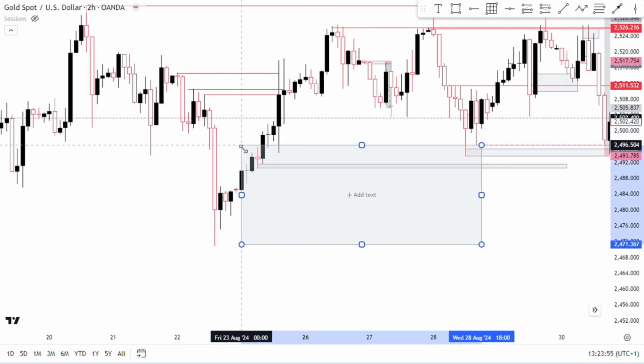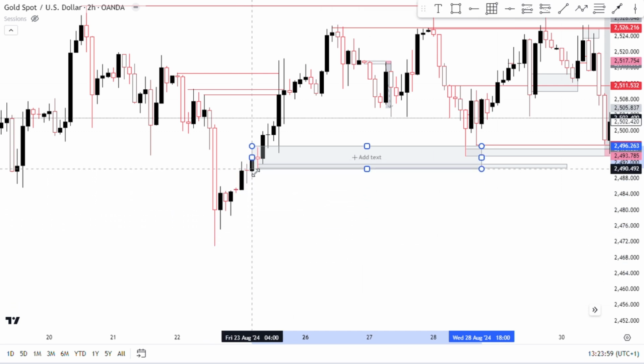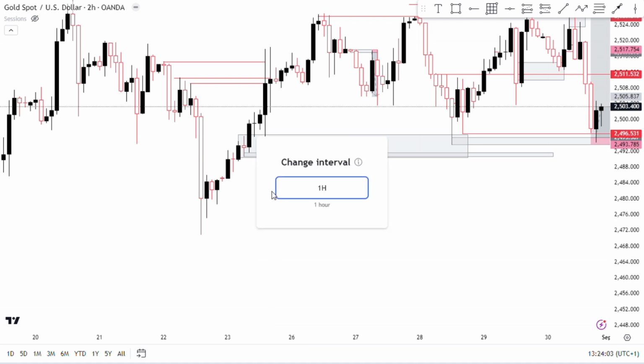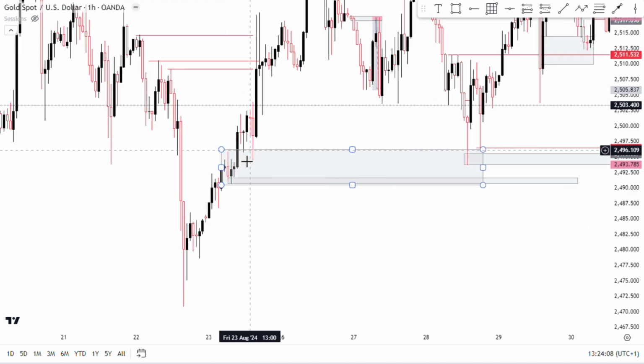So I draw my order block. I use this particular 2-hour time frame because this is where price is coming all the way back to. Then I move down to a 1-hour time frame. On the 1-hour time frame right now, I can see this particular weak candle. Can you see this weak candle right here? So price is not going to come all the way and respect this particular weak candle.